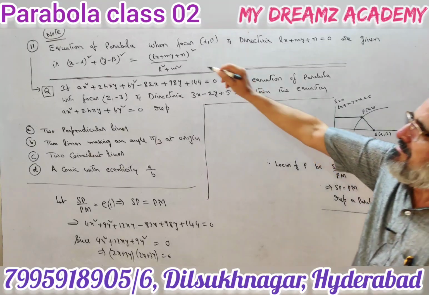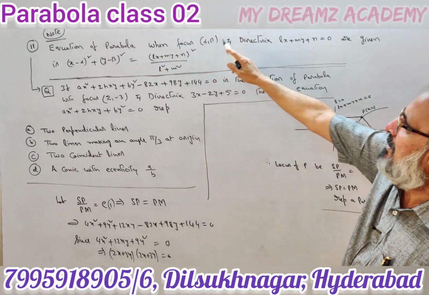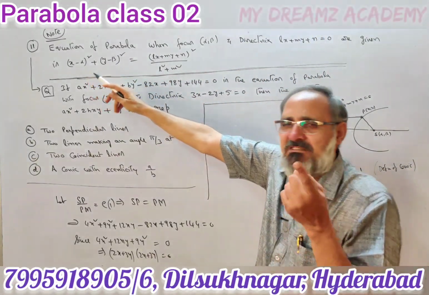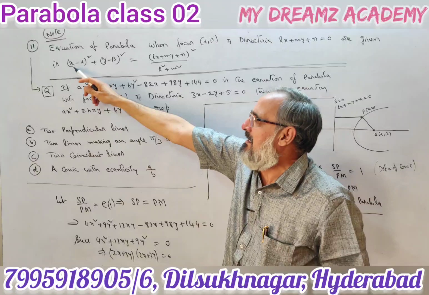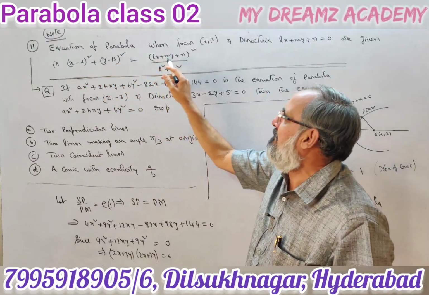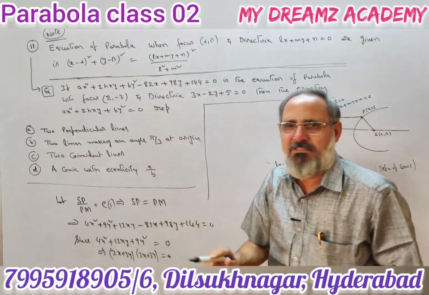Now the equation of a parabola when the focus (alpha, beta) and directrix are given: SP by PM means SP square equal to PM square. So (x minus alpha) whole square plus (y minus beta) whole square equals (Lx plus My plus N) whole square by (L square plus M square).